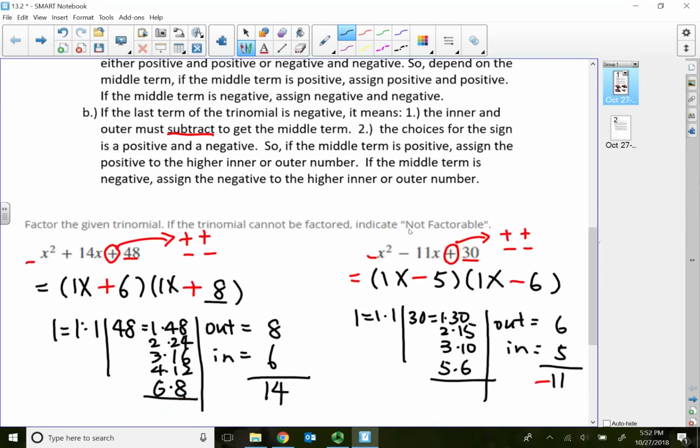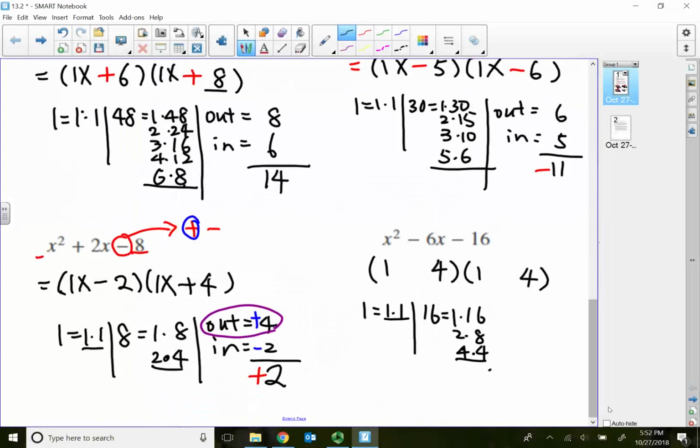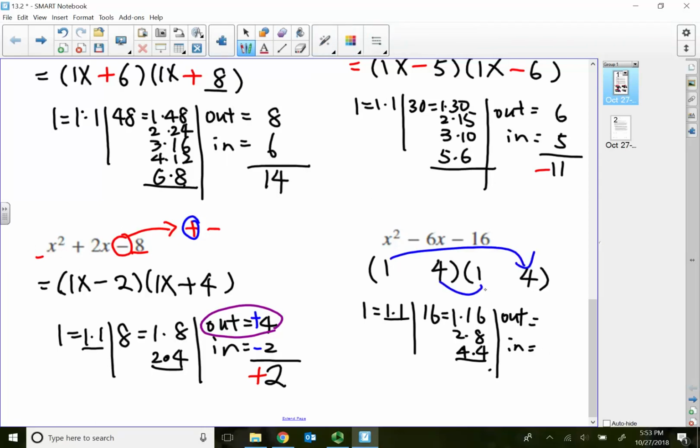All right, step number 4. Make sure our inner and outer combined will give me my middle term. So right now, my outer is 1 times 4. My inner is 4 times 1. So 1 times 4 on the outer is 4. The inner, 4 times 1, is 4. 4 and 4 combined, can it give me a 6? No. 4 and 4 combined, add or subtract, will never be 6 in the middle.